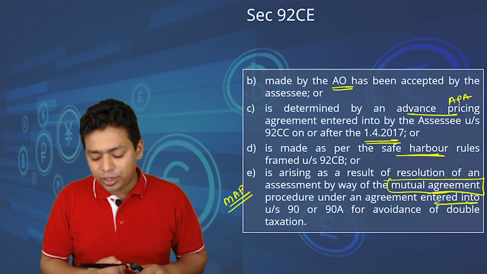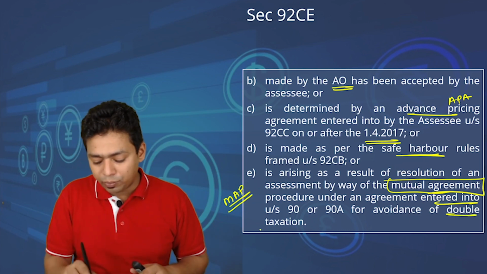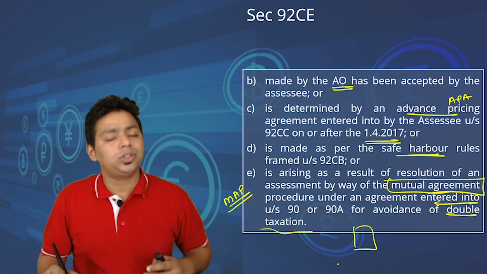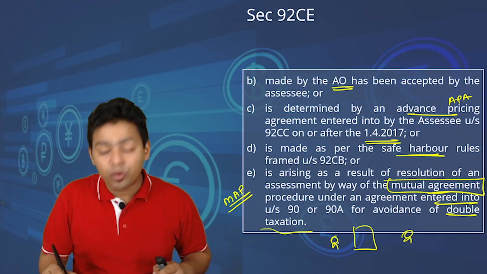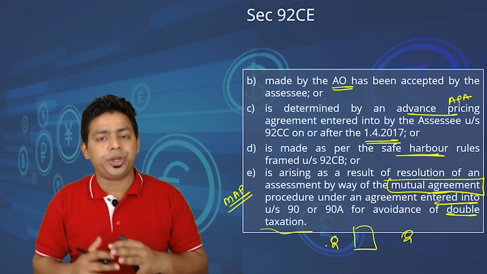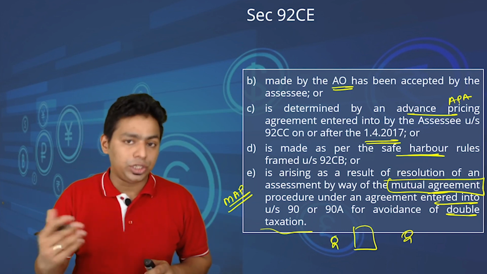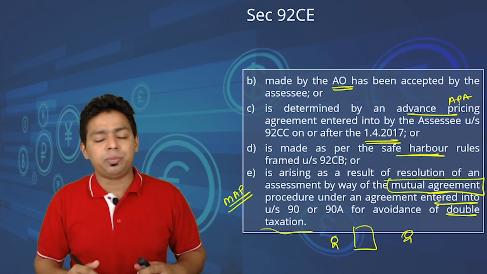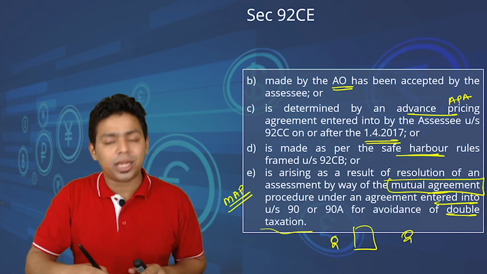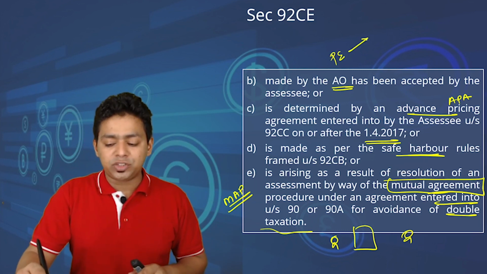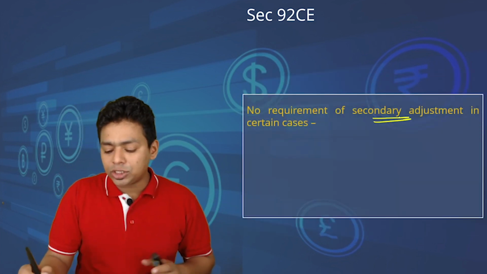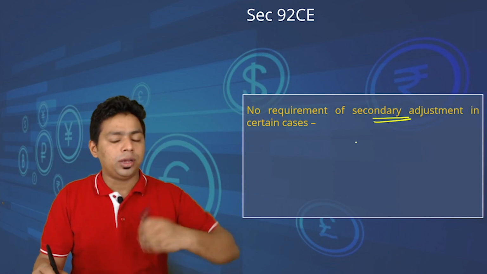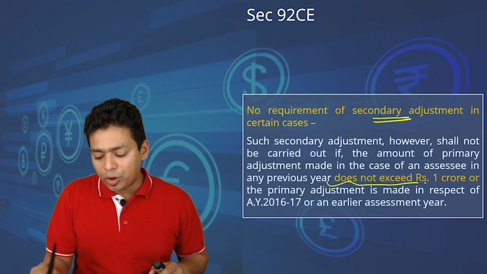Under the agreement entered into under section 90A for avoidance of double taxation. Whenever standard double taxation provisions are not helping the assessee, the two countries' representatives will sit together and try to resolve double taxation issues. According to that, if some adjustment has been made, still you have to do it. So all these are the situations of primary adjustment. When these 5 situations of primary adjustment have been made, a secondary adjustment has to be made. You don't have a choice. Sir, in some cases, there is a relaxation you can say from the secondary adjustment, and the monetary limit you have to remember.